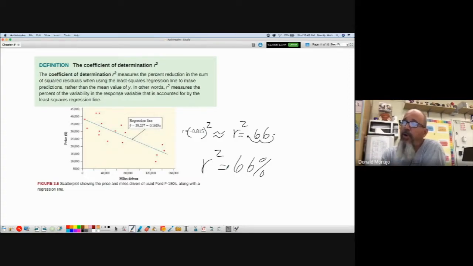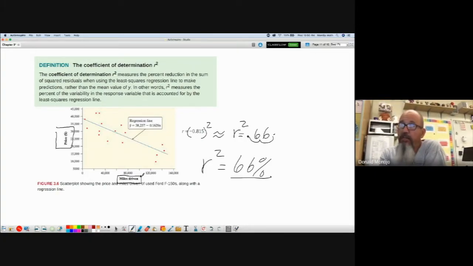The sentence that we're going to use for R squared is going to be the same for every regression problem we do. We would say 66% of the change in the price of our truck can be explained by the number of miles that we have driven. That means that 34% of the price of the truck is explained by something other than the mileage. What other? We don't know, because in regression, we can only look at two variables at a time. And certainly there are other things that go into the price of a vehicle.